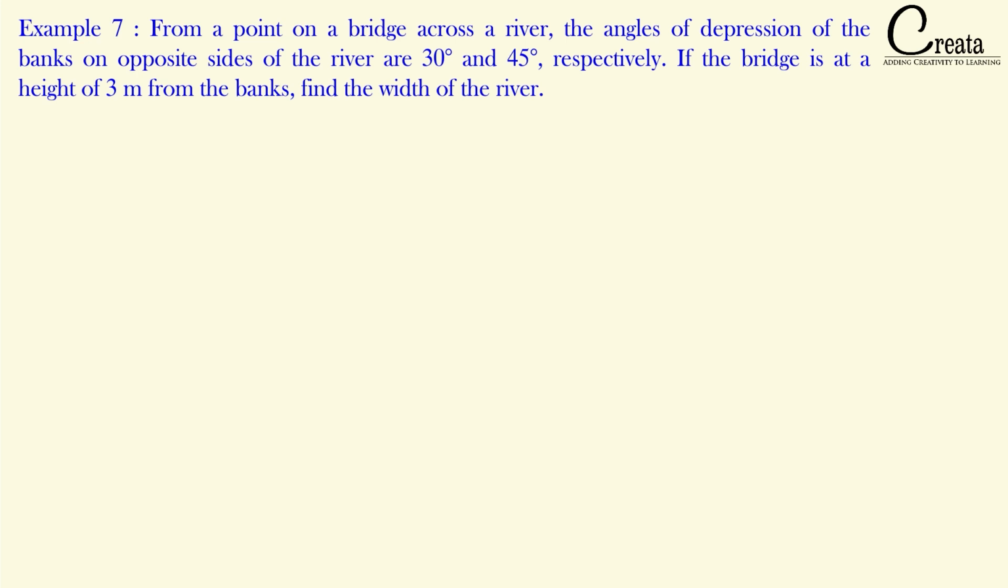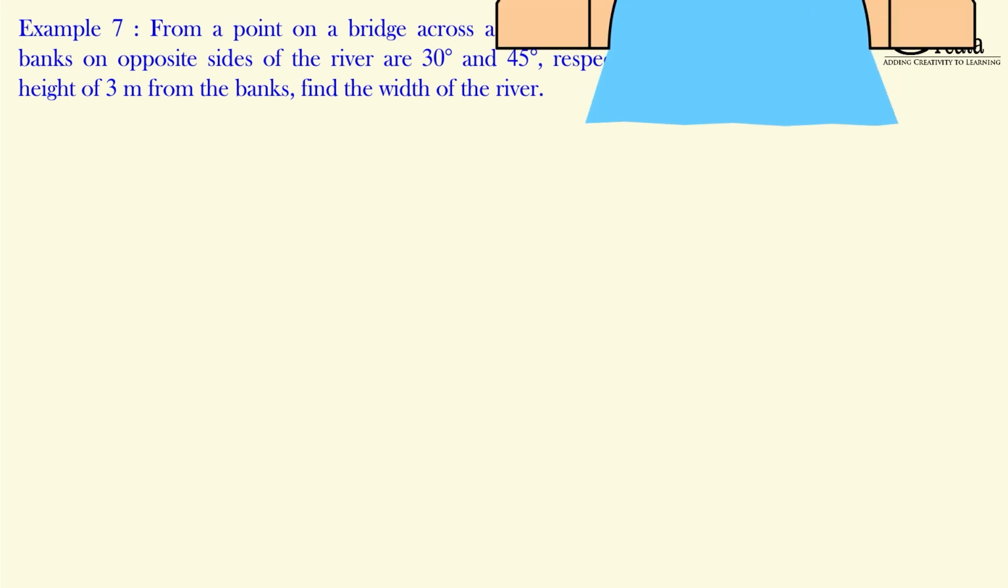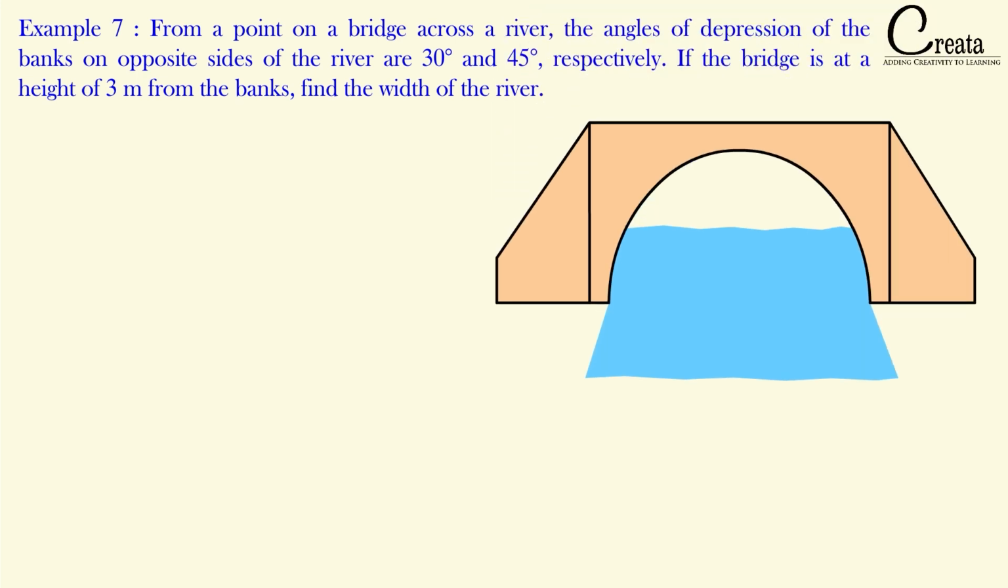So this is the question, and this question is also talking about the angle of depression. But our first step, we will observe the question and we will try to locate a right angle triangle in the given scenario. Let's see what is given in the question. In this question, a bridge is given which is across a river. So river is below this bridge. Further, a point is also given on the bridge. Let's take this point as point P. From this point P, the angle of depression of the banks on opposite sides of the river are given as 30 degree and 45 degree respectively.